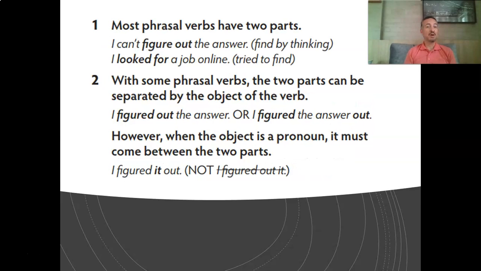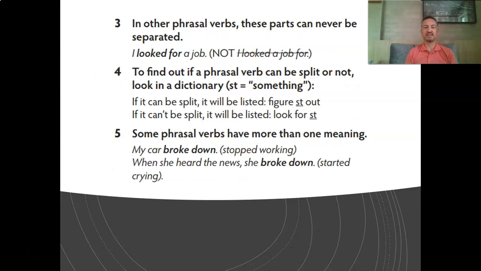Okay? Most phrasal verbs have 2 parts. I can't figure out the answer. Figure out: find by thinking. I looked for a job online. Look for: try to find. With some phrasal verbs, the 2 parts can be separated by the object of the verb. I figured out the answer, or I figured the answer out. However, when the object is a pronoun, it must come between the 2 parts. I figured it out, not I figured out it. So when it's a pronoun, it must come between the 2 parts, okay?